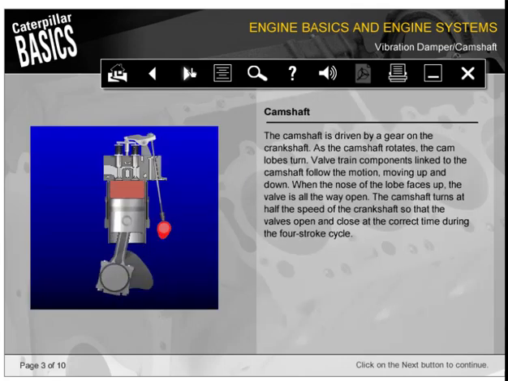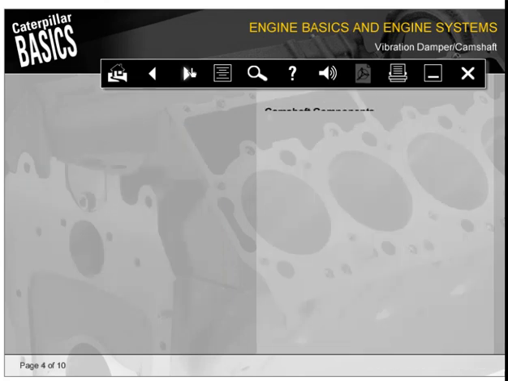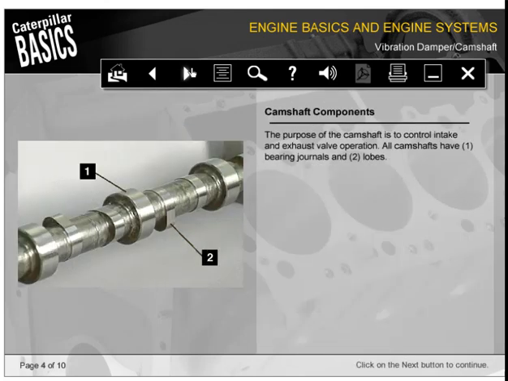The camshaft is driven by a gear on the crankshaft. As the camshaft rotates, the cam lobes turn. Valve train components linked to the camshaft follow the motion, moving up and down. When the nose of the lobe faces up, the valve is all the way open. The camshaft turns at half the speed of the crankshaft so that the valves open and close at the correct time during the 4-stroke cycle. The purpose of the camshaft is to control intake and exhaust valve operation.